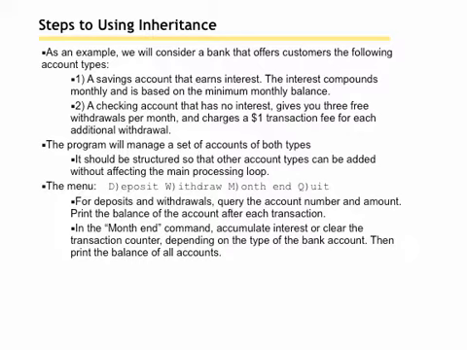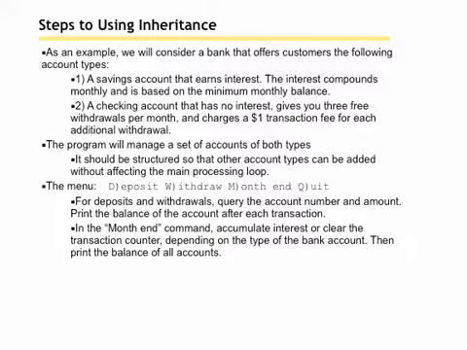It should be structured so that other account types can be added without affecting the main processing loop. So if we later decide that or find out we have money market accounts or Christmas savings accounts or other special types of accounts, maybe even loans, we can use the same main processing loop.